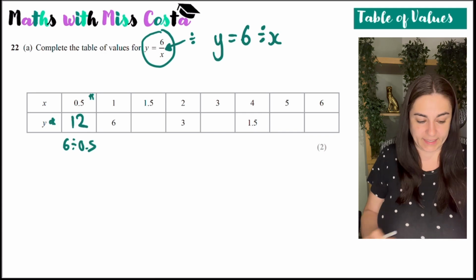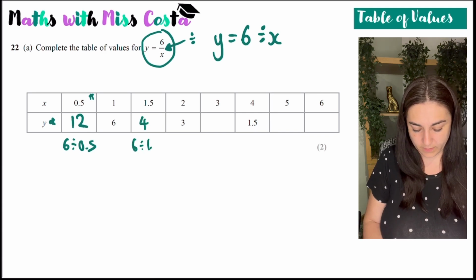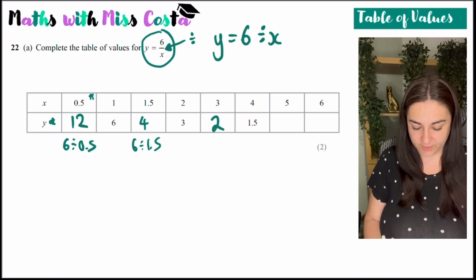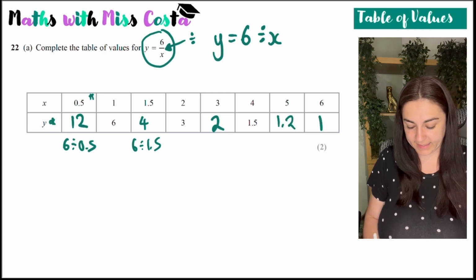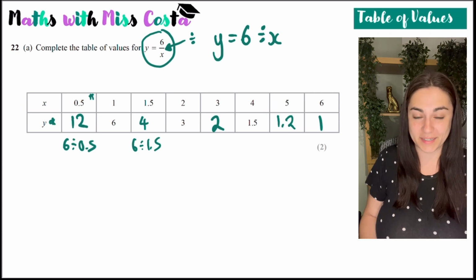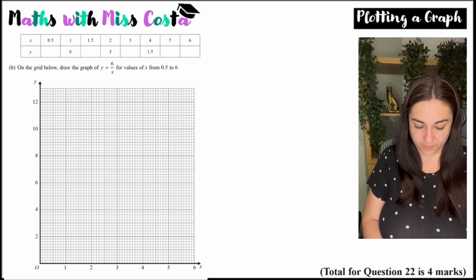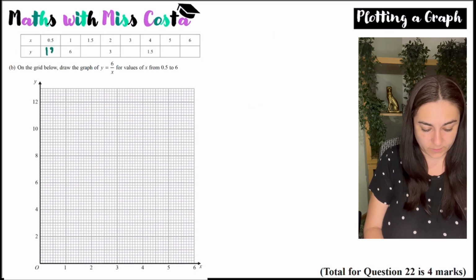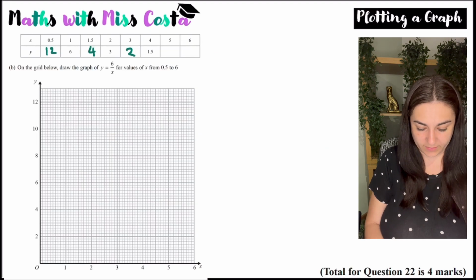Then I'm going to do 6 divided by 1.5, which is 4. Then I'm going to do 6 divided by 3, which is 2. 6 divided by 5, which is 1.2. And 6 divided by 6, which is 1. So I've got my table of values. And now I need to draw my graph. Okay, so let's just really quickly, that's 12, 4, 2, and then 1.2 and 1.